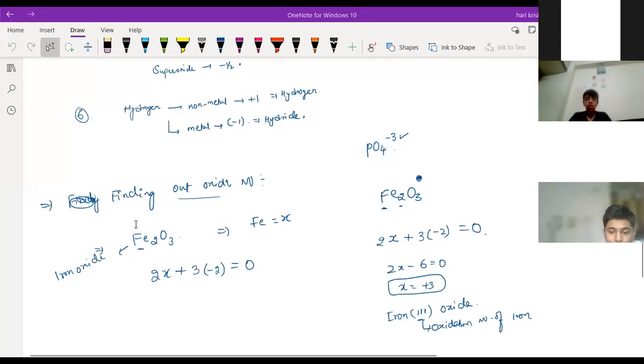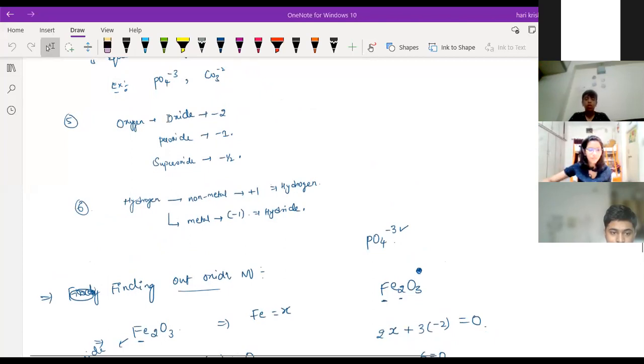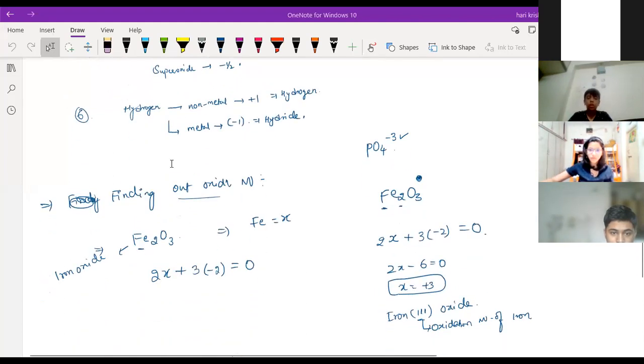But oxygen already has the oxidation number, right? In the oxide format, peroxide format, and the superoxide format. So this -2 is the oxidation number for oxygen. Yeah, but we don't write it in this formula. Generally, we write it only for the metals.